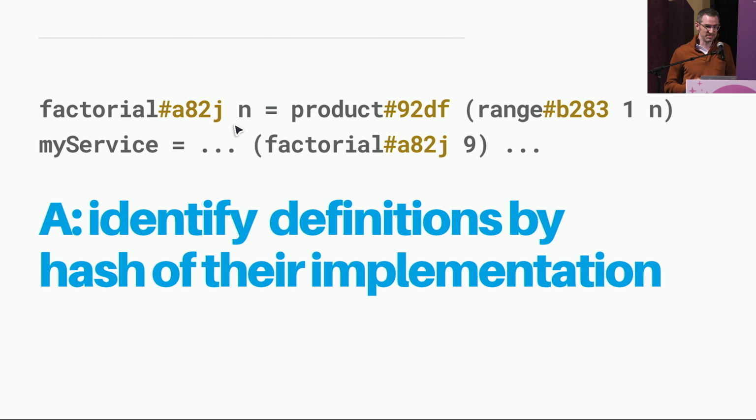By the way, in practice, these hashes are going to be long cryptographic hashes. We don't have to worry about collisions, but I'm trying to fit it on a slide. So anyway, with this idea, we now have a nice way of doing deployment. What we can do when we're serializing my service is send, instead of the name factorial, that hash, A82J.